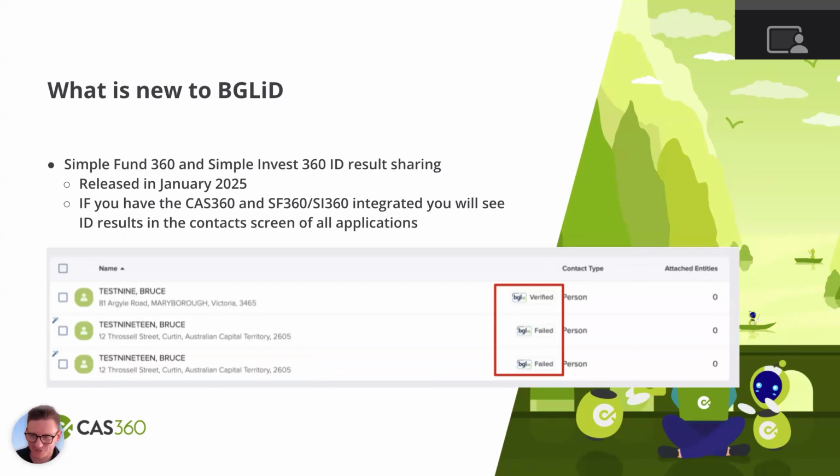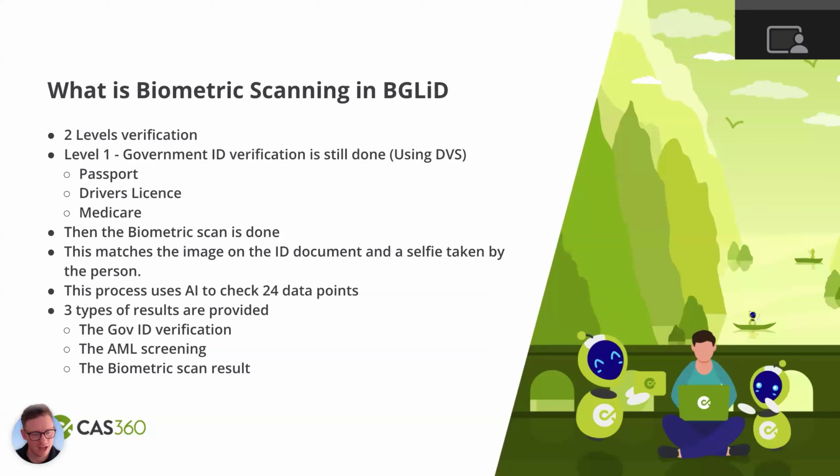You may have seen that you've got some verified and non-verified contacts in BGL, in Simple Fund and Simple Invest. What I'll do is touch on what biometric scanning is, and then I'll show you a demo of how it works. Biometric scanning is seen as the highest level of ID verification. You can go through the process of just verifying the ID documents, and then you can go even further and require the client to complete a biometric scan.